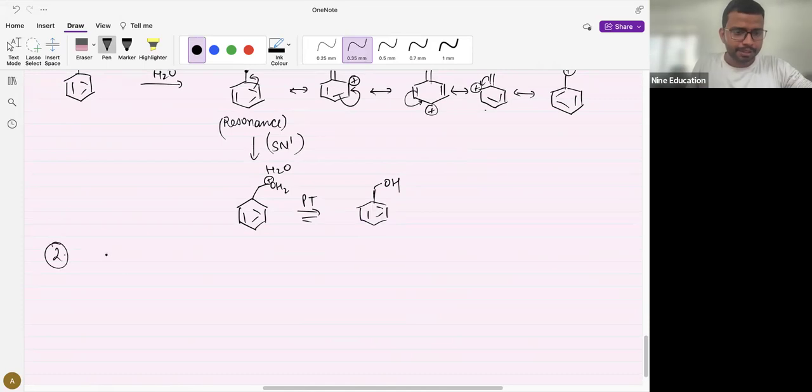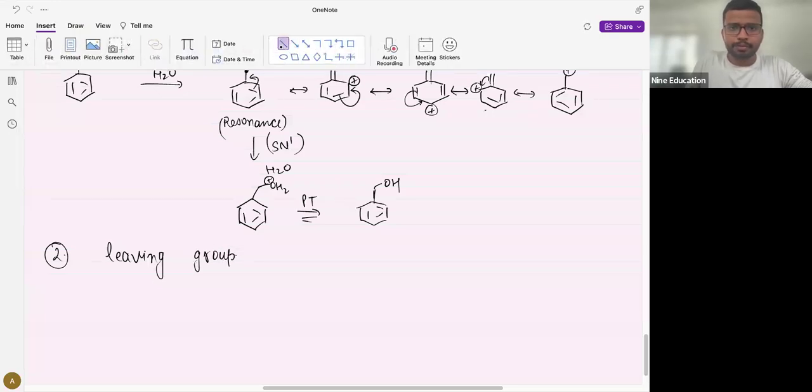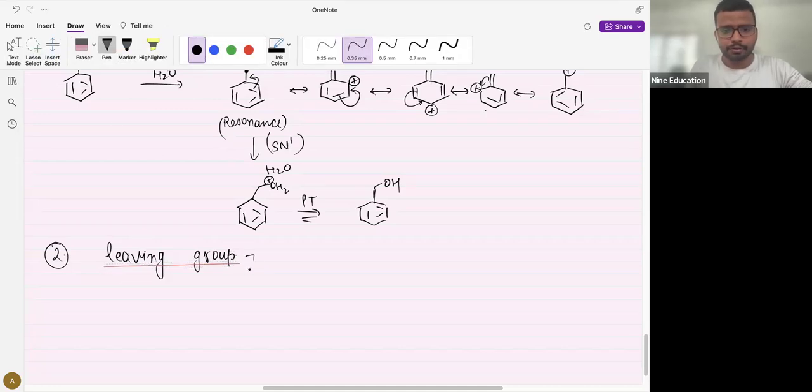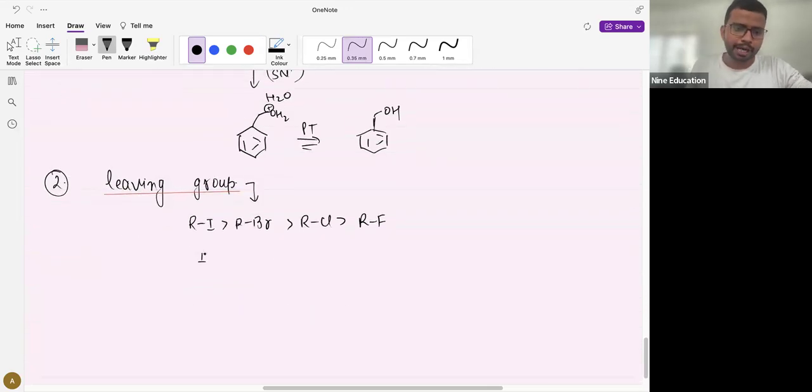Second factor is leaving group. You all know leaving group. कौन सा वाला leaving group ज्यादा अच्छा है? देखें. You all know for leaving group RI, then RBr, then RCl, then RF. Alkyl fluorides are very poor leaving group, so I minus is best leaving group, then Br minus, then Cl minus, then fluorine minus. This is the leaving group priority.